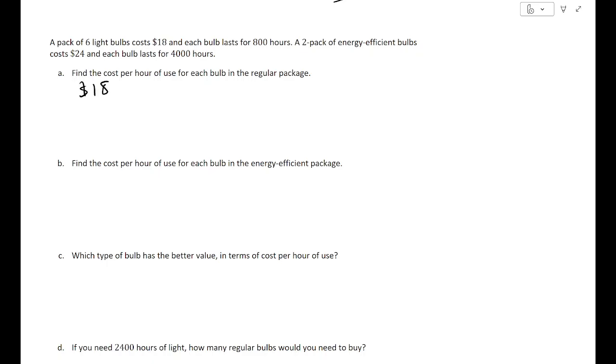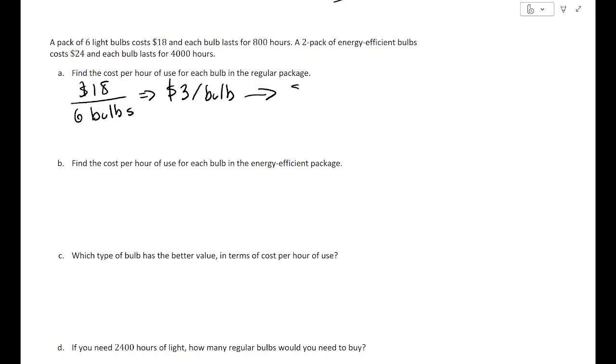they cost $18 and there are 6 bulbs in a pack. So when I do the math here, I'm just going to do 18 over 6, which is just going to give me $3 per bulb. Not too bad, very easy. But what's the cost per hour of use? Well, we have to do some more conversions here.